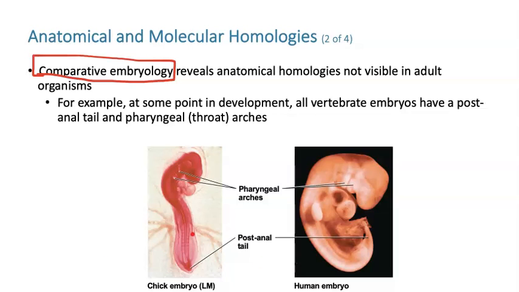Another trait that we have in common are these pharyngeal arches, and that's how you pronounce this word, pharyngeal. Pharyngeal throat arches are structures that, if you were a fish, would develop into the structures that become the gills, or the gill structures. Now, chickens don't have gills, and nor do humans. So how did this work? How did this all happen?